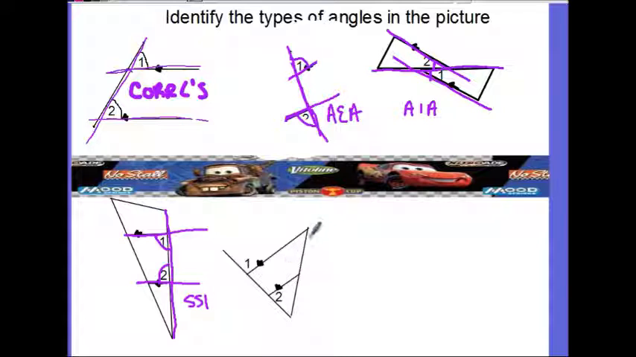My last one, tracing through those lines. Here's the transversal that helps to make them. Angle 1 and angle 2 are outside of these two lines, but they're both on the same side of my transversal. They're going to be same side, exterior angles.